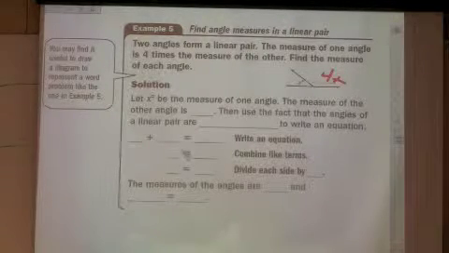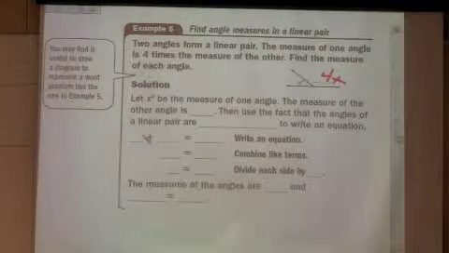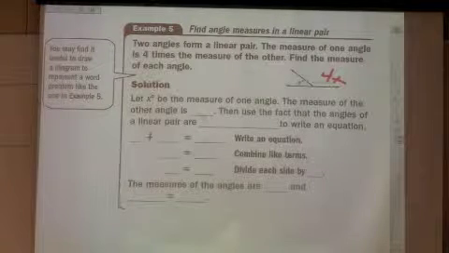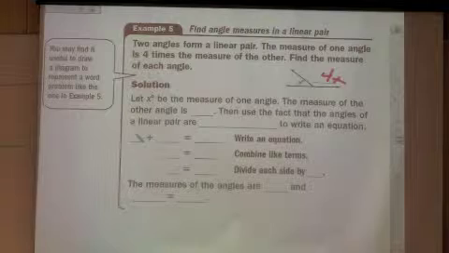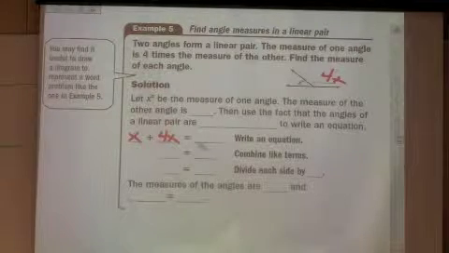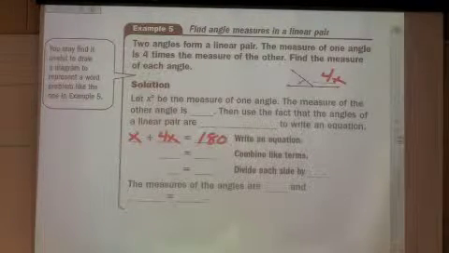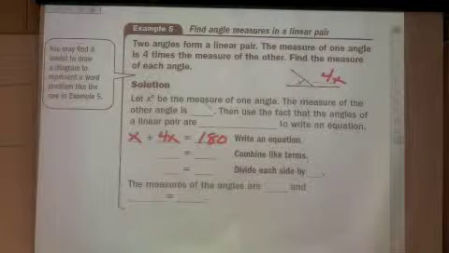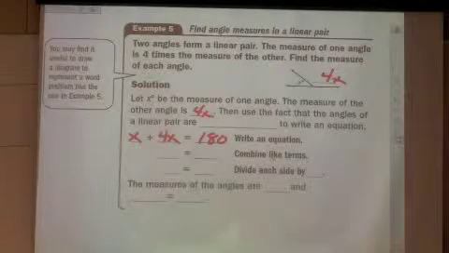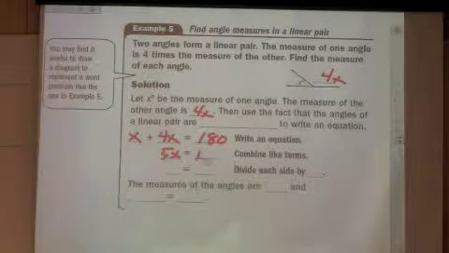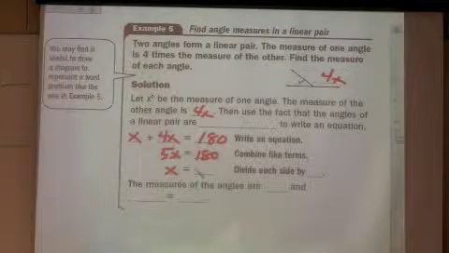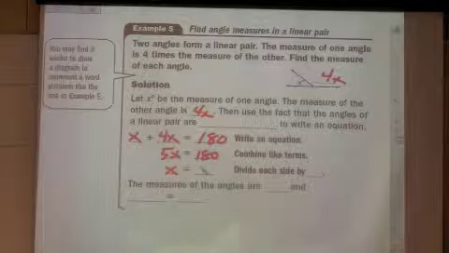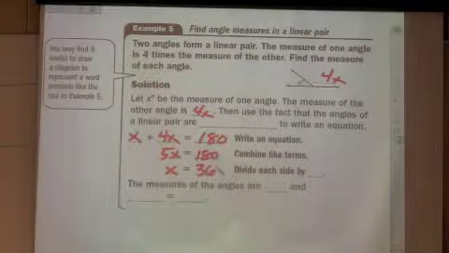Campbell? Okay, not 90, but 180. If we take x plus 4x, oh, I'm sorry, I thought you said 90, okay. The measure of the other angle is 4x. Boom, boom, boom. So we get 5x equals 180. Divide by 5, what do we get? 36. Okay.